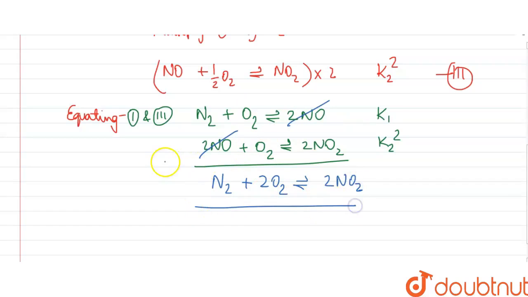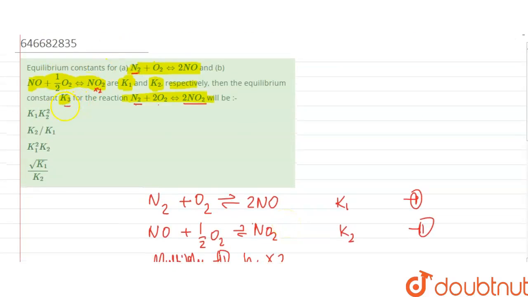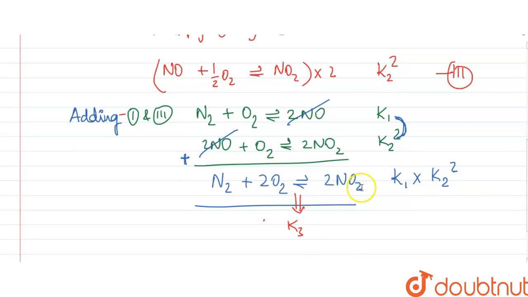Now we are adding both the equations, not equating, this is adding. If we are adding both equations, the equilibrium constants will be multiplied. So it will be K1 into K2 square. What is given in the question is that the equilibrium constant of the reaction N2 plus 2O2 is equal to 2NO2 is K3. So we can write K3 is equal to K1 into K2 square. So this is our final answer.